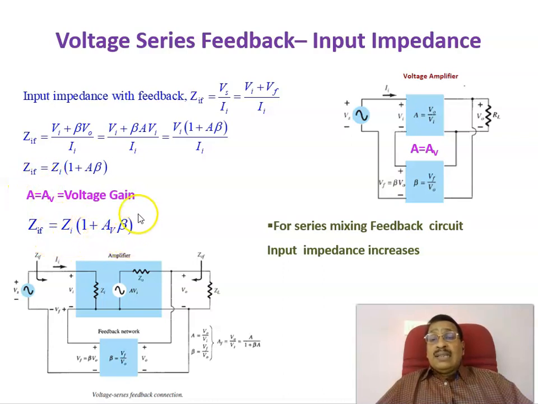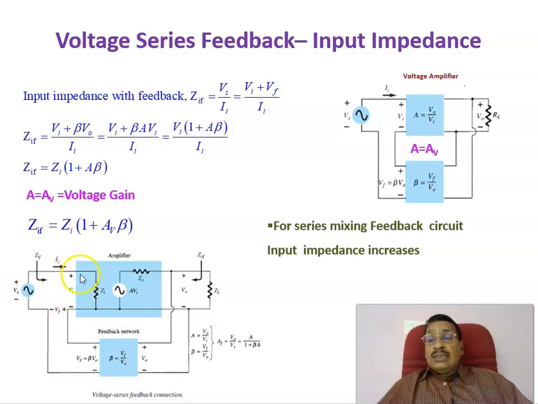Zi into 1 plus AV into beta. The input impedance is increasing for a series mixing circuit. Whenever you are adding a voltage with this one, that is called series mixing. In a series mixing circuit, the input impedance is increasing, and that is shown in another diagram. This is the amplifier with an input impedance, and here the voltage, and this is the output impedance, and the output voltage is taken out, and this feedback voltage Vf, which is equal to beta times V naught, is added in series to the input voltage.